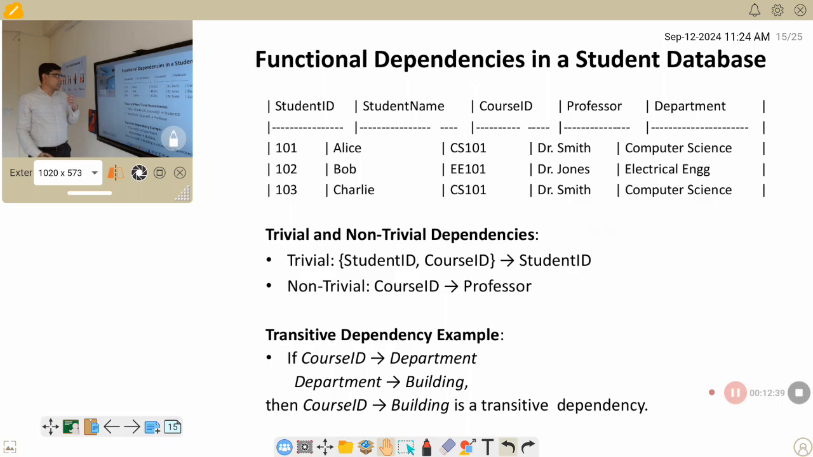Next, here we are considering one table, and here is the trivial functional dependency: student ID and course ID determine student ID. It is a subset of the student ID and course ID, so it is called a trivial functional dependency. Non-trivial: here there is no subset. Professor is not a subset of the course ID. Therefore, it is a non-trivial functional dependency. And here is a transitivity dependency. For example, course department is dependent on the course ID, then building is dependent on the department. So the building is dependent on the course ID. That is the transitivity dependency example.